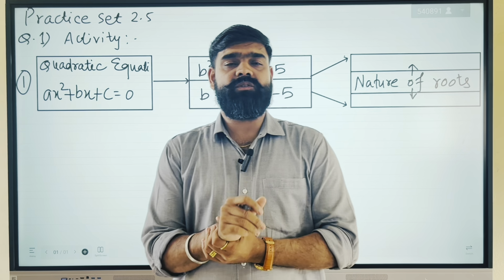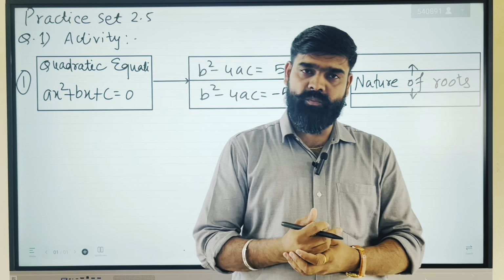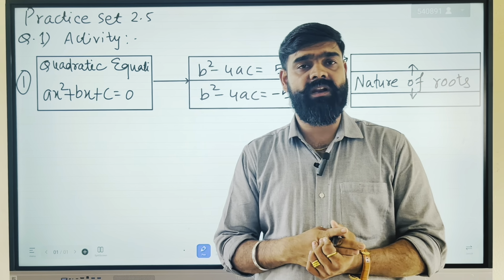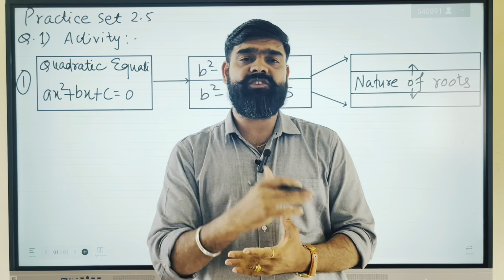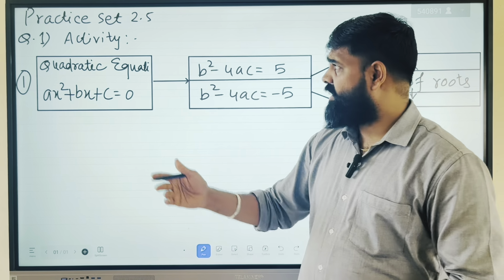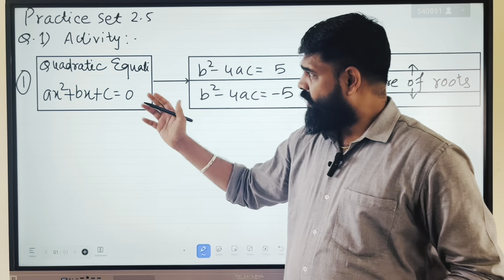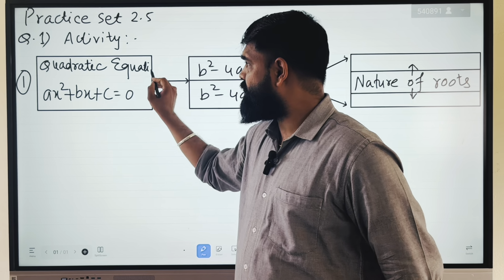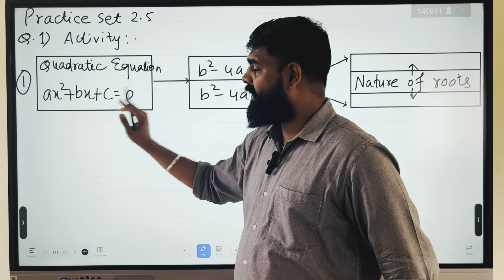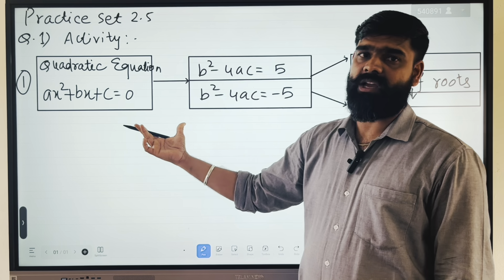So we are going to start with the practice set number 2.5. In question number 1 we have an activity based question. In that, the first question is to fill in the blanks. Okay, so this is the quadratic equation, the generalized form of the quadratic equation.